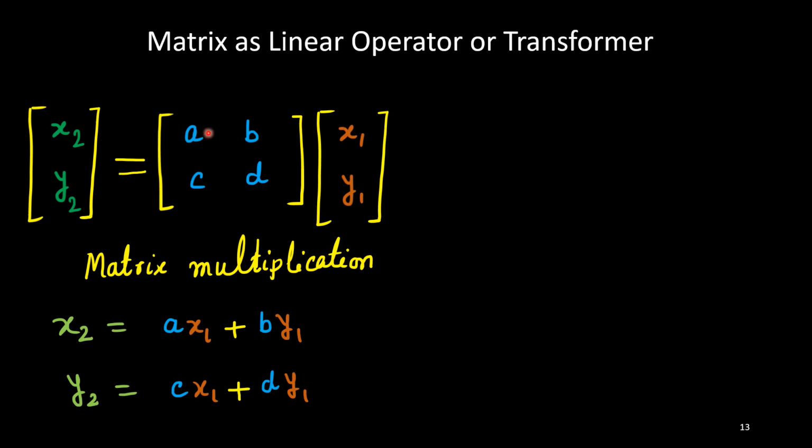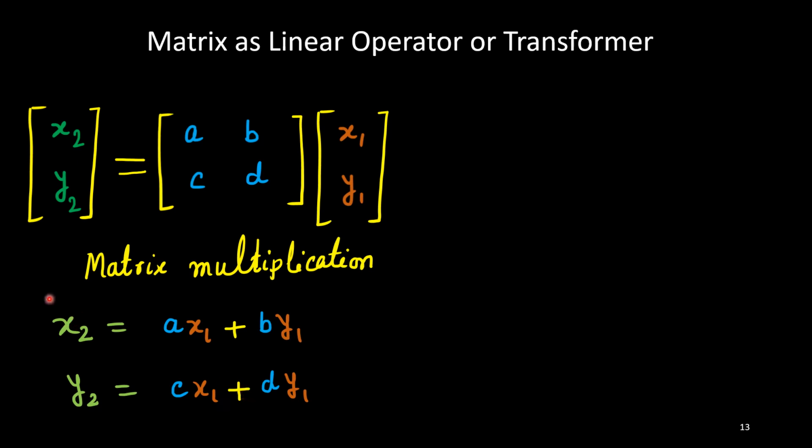And this matrix multiplication we can write as: x2 is obtained as A times x1. So you should take the product of this and this first, and again this and this, these two products, A into x1 and B into y1, then addition. Similarly, y2 would be C into x1 and D into y1, and addition.